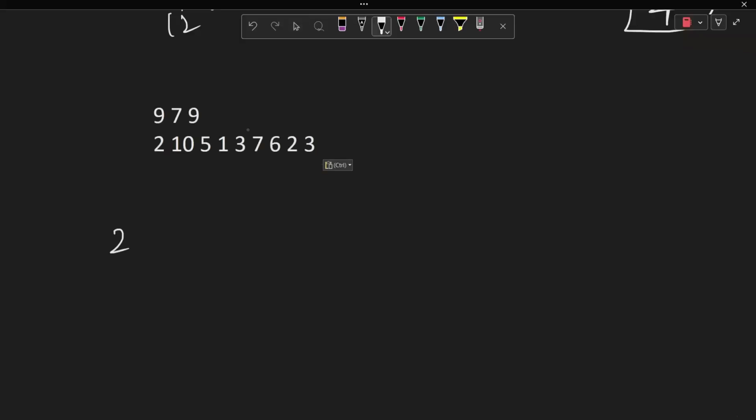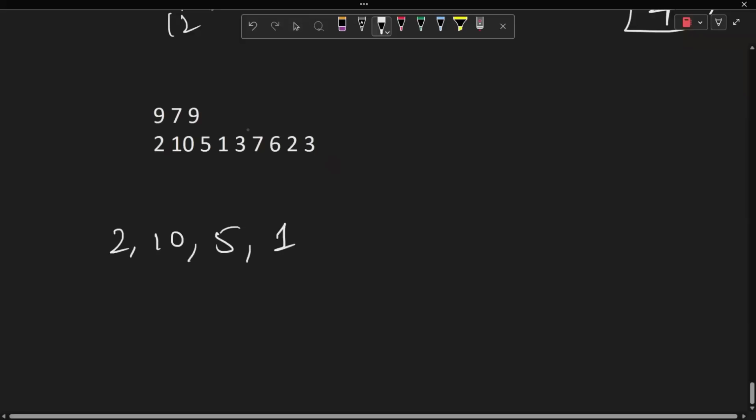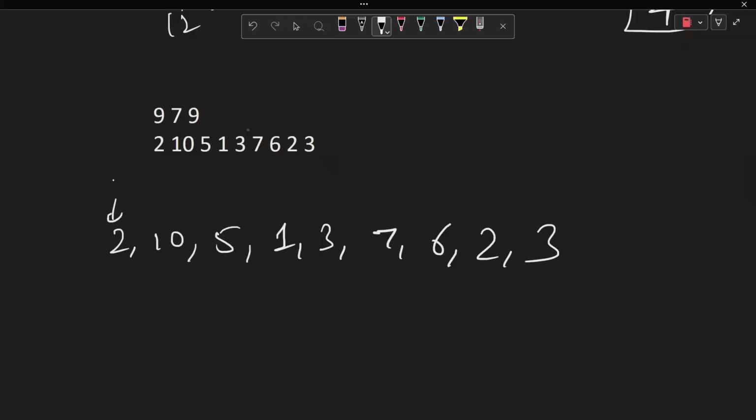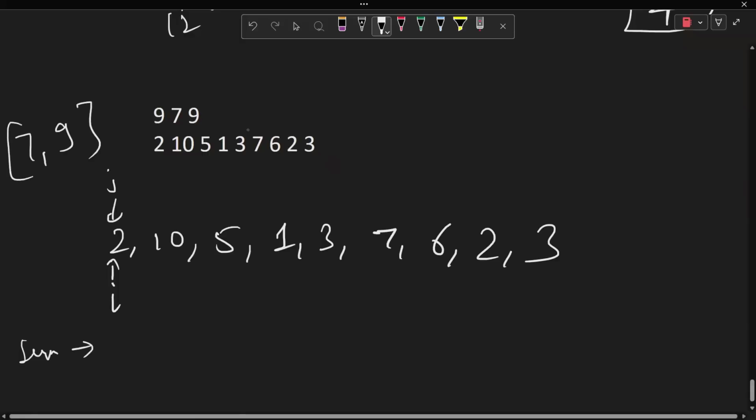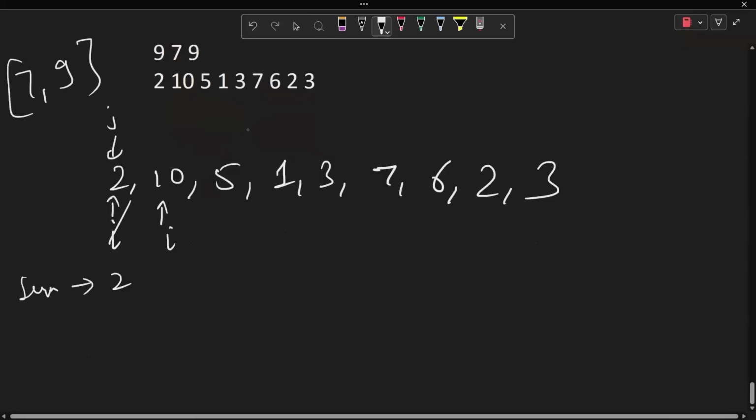Now, if you take this case, what I'm doing is you would start with J here, I here. You have to keep the sum in between 7 to 9. My initial sum would be 2, for 2. So 2 is less, we would move our I pointer here. So now 10 plus 2, it became 12.